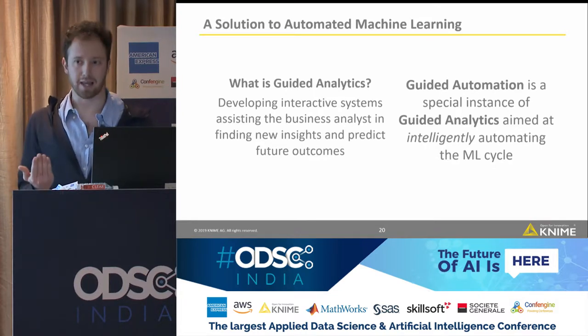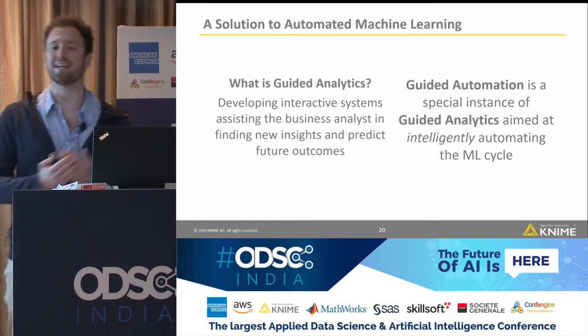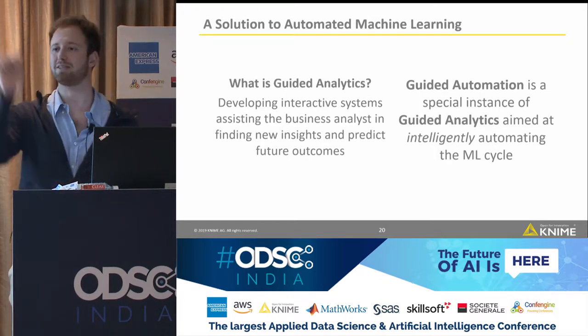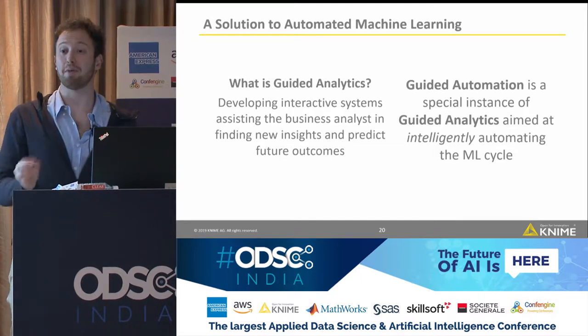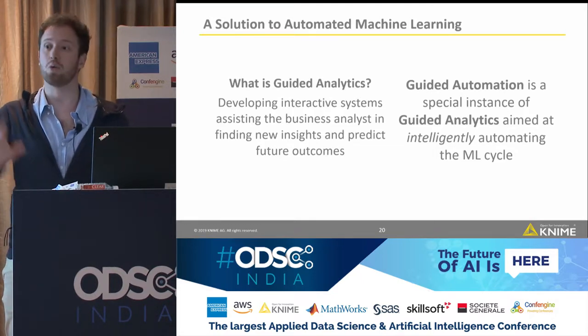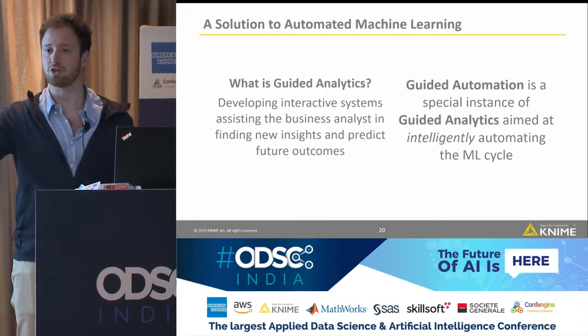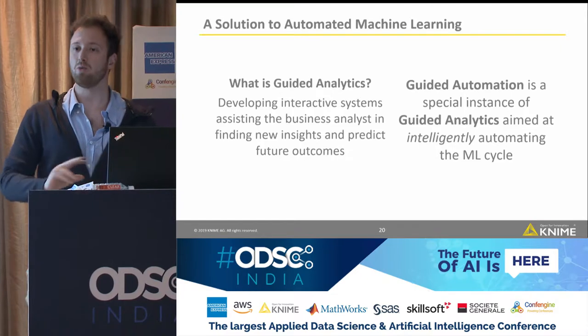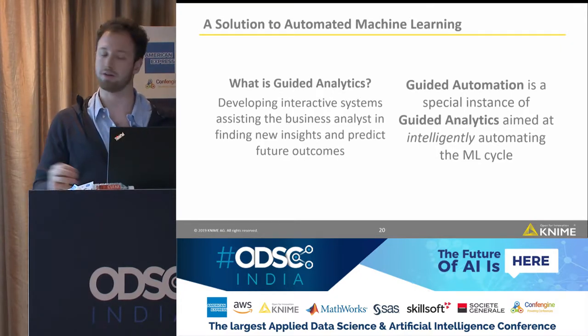What do we mean by intelligently? We mean that we don't want just full automation where you click go and automation goes. If you have some important question that makes sense, you can always add it. Like, do you want to use this strategy of optimization or this other strategy? We give you a way to really customize your AutoML process.